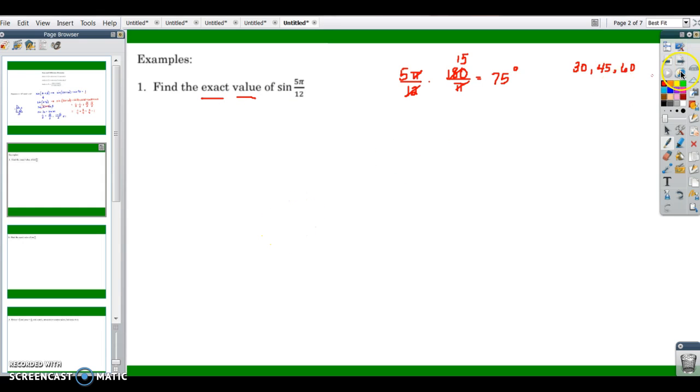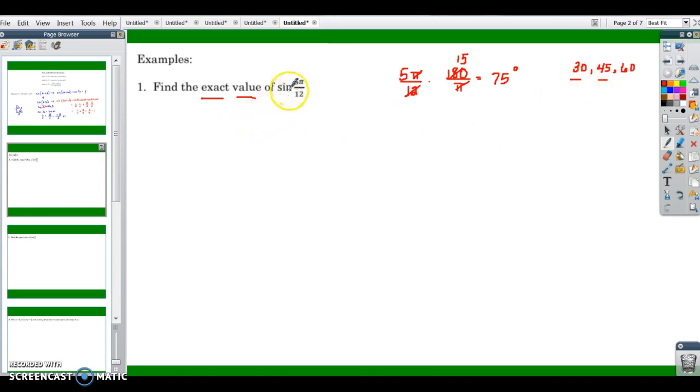So I need an exact value. Well, I have a couple of options, right? But I think the easiest option for this one would just be to add 30 and 45. This one we don't really have too many options for, so we're going to go with 30 and 45.